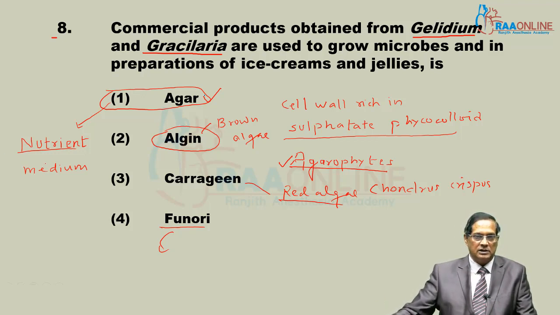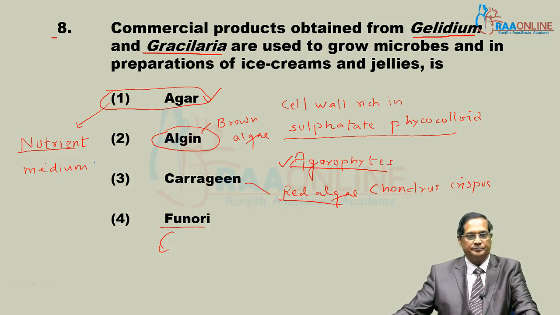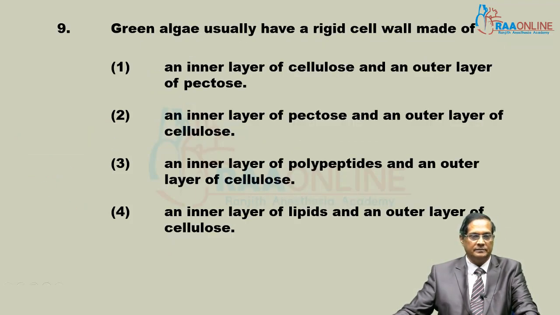So the answer is agar. Gracilaria and Gelidium are the source of agar. They are also called agarophytes. And the best use of agar is for the preparation of nutrient medium. Question 9.